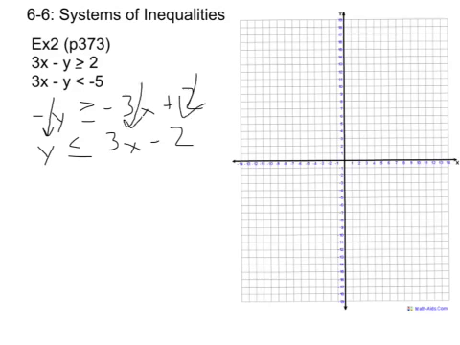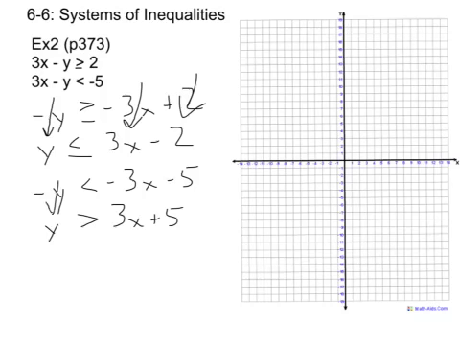So I also have in the second inequality, negative y, I subtract 3x from both sides to get negative y is less than negative 3x minus 5, and once again, I multiply or divide by negative 1, whichever you prefer. It does the exact same thing, you just flip the sign. And I get y is greater than 3x plus 5. So once again, I multiply by negative 1, so I go from negative y to y, from negative 3x to 3x, from negative 5 to 5.